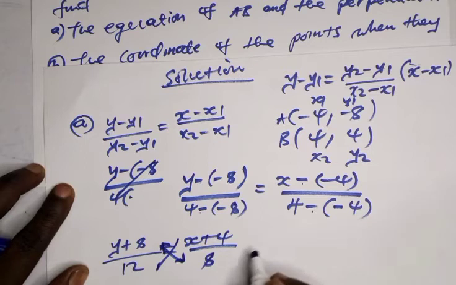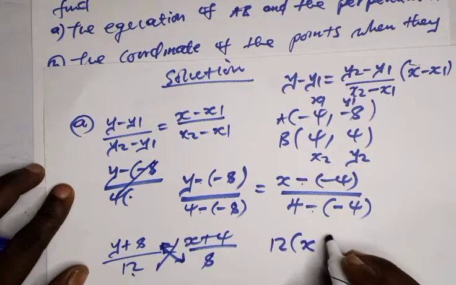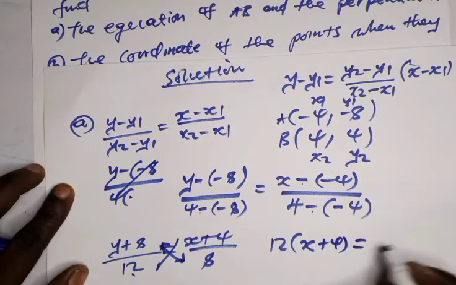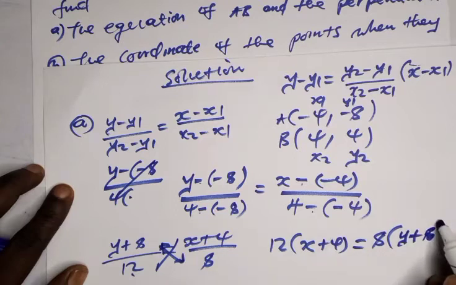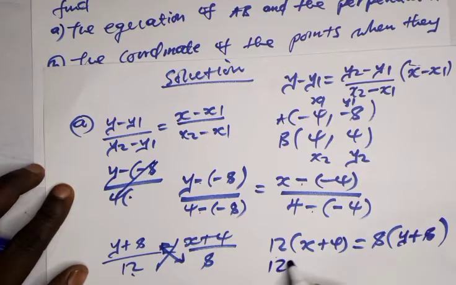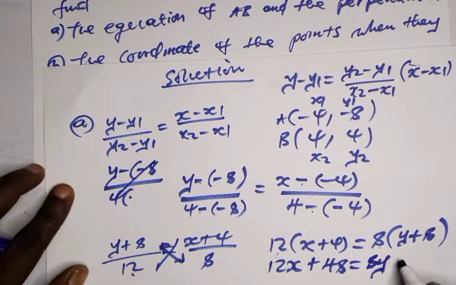When we do 12 open brackets, because we're multiplying 12 times (x plus 4), which equals 8 times (y plus 8). Then 12 times x is 12x, plus 12 times 4, which is 48, equals 8 times y, which is 8y, plus 8 times 8, which is 64.